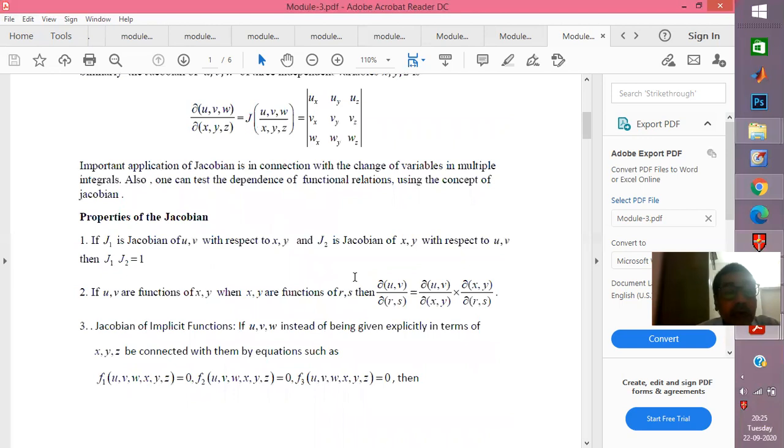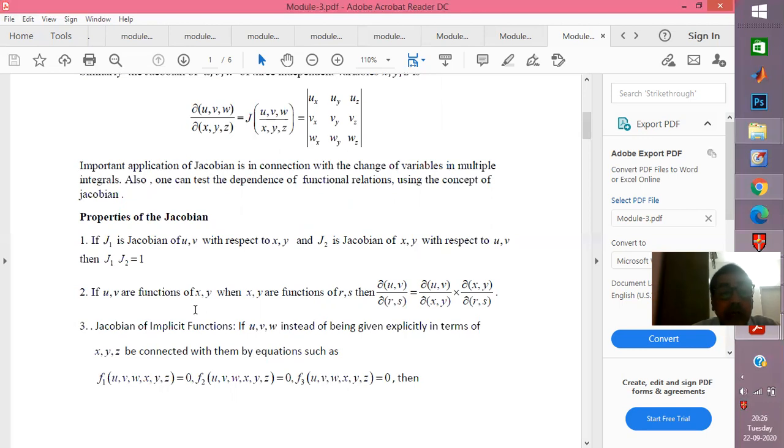Now there are a few properties which we look into. One is what we call the inverse law. If J1 and J2 are the Jacobians of u and v with respect to x and y, and x and y with respect to u and v, then their product is equal to 1, provided none of the Jacobians J1 and J2 vanish. So this can be used to calculate J2 in terms of J1 as a reciprocal or J1 in terms of J2 as a reciprocal.